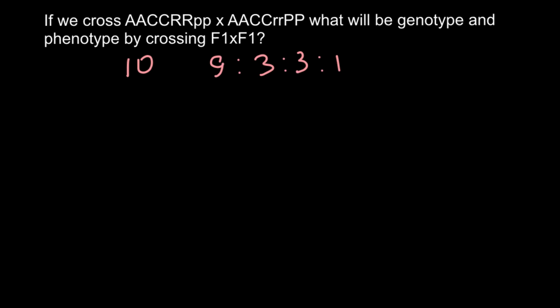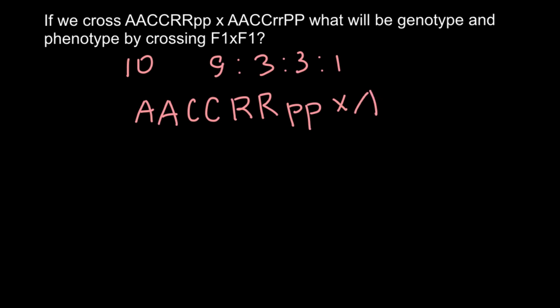If you also want to be able to solve such problems this fast, you need to watch this video till the end. So we have two genotypes. Let me write down once again. The first genotype is capital A, capital A, capital C, capital C, capital R, capital R, and small p, small p. We cross with another genotype that is capital A, capital A, capital C, capital C, small r, small r, and capital P, capital P. In the F1 generation, we need the 100% genotype of all the F1 generation. So this is parent 1 here on the left, and this is parent 2 on the right.